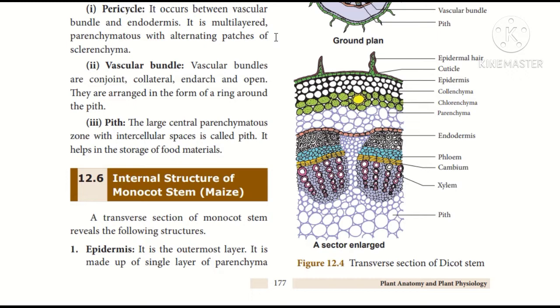In the previous video we discussed the Sachs three tissue system and the anatomical structure and the difference between the dicot and monocot root, and in this video we will have a discussion about stem and leaf anatomy.